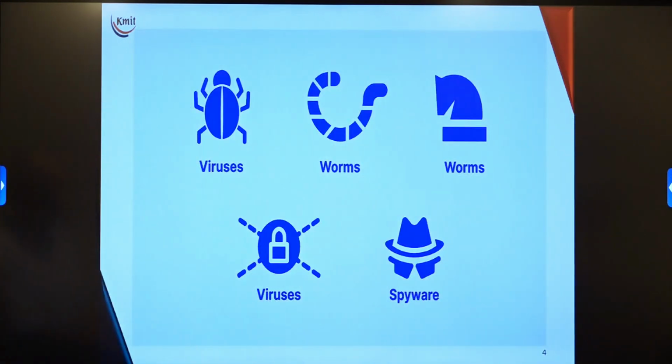Let me show you a diagram. We have viruses, like an ant or a cockroach, we have worms, Trojan horses, and then we have spyware. So, these are all the problems in our system.